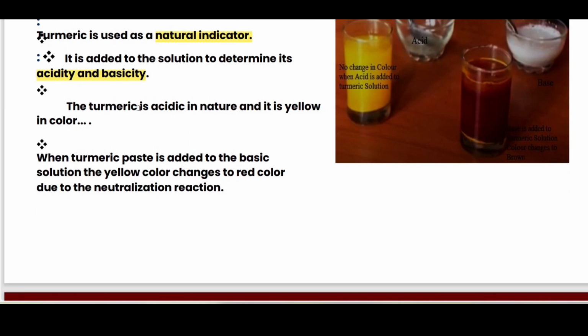The turmeric is acidic in nature, right? And it is yellow in color. You all know haldi, you must have seen it. When turmeric paste is added to a basic solution, the yellow color changes to red. Understand it? In basic, here I want to specify it again.